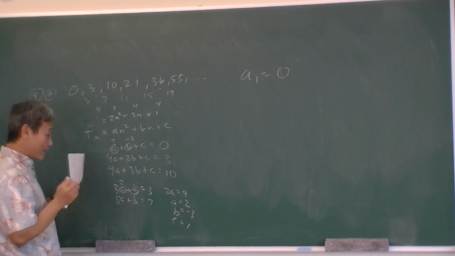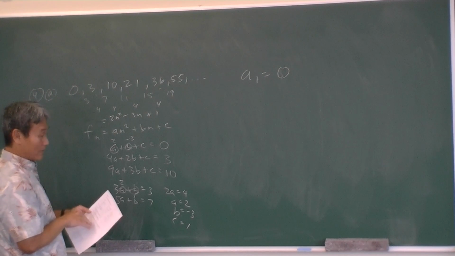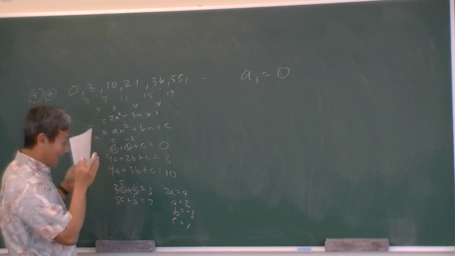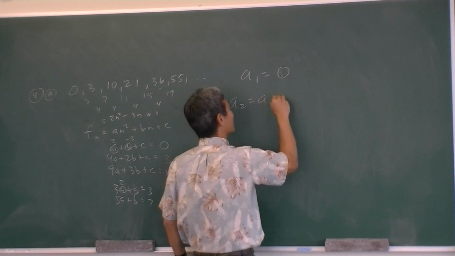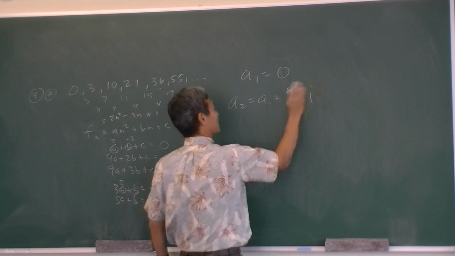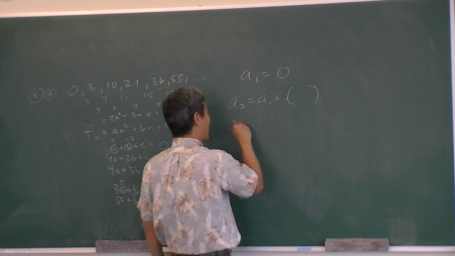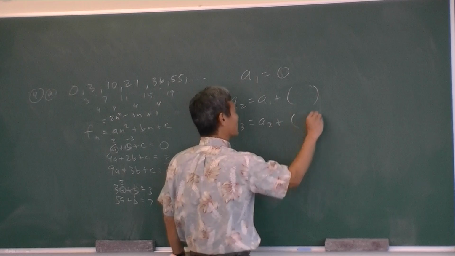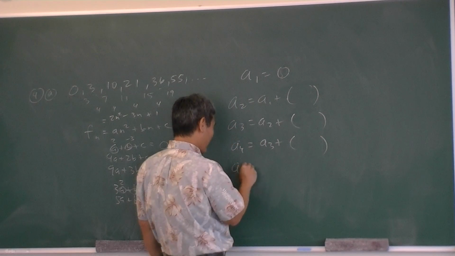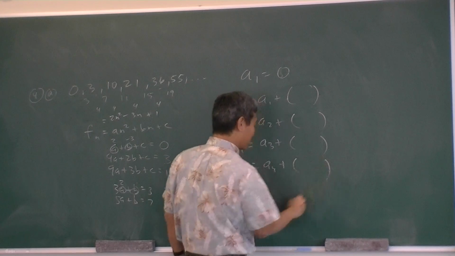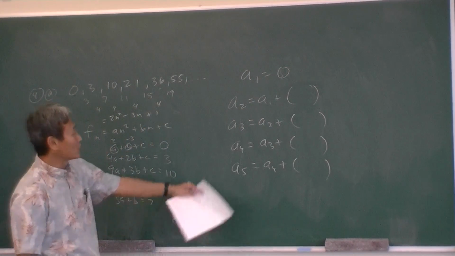Now I'm going to tell you, every time I ask you to do this, and you're going to probably do this twice on the test, do what I'm doing now. Exactly. Don't even think. A2 equals A1 plus something. Put parentheses there. A3 equals A2 plus something. A4 equals A3 plus something. A5 equals A4 plus something. Fill in those somethings and you should see a pattern here.